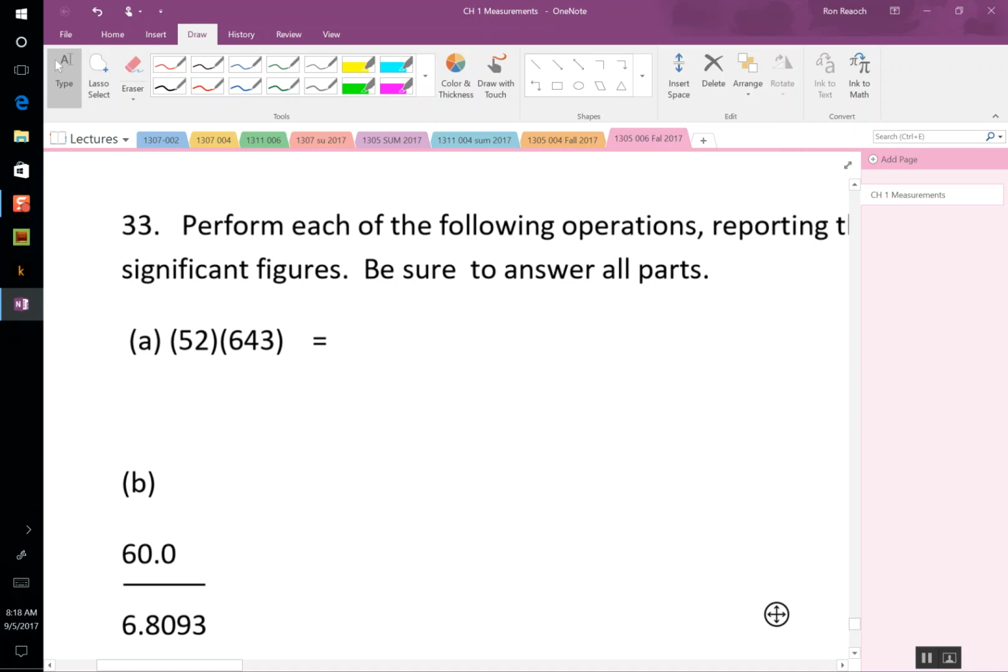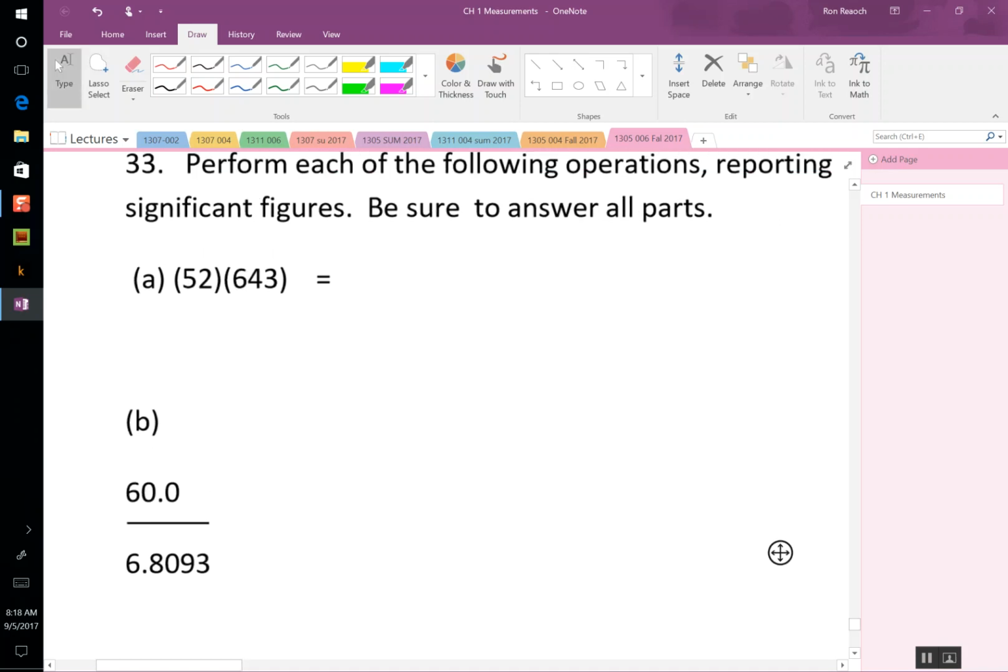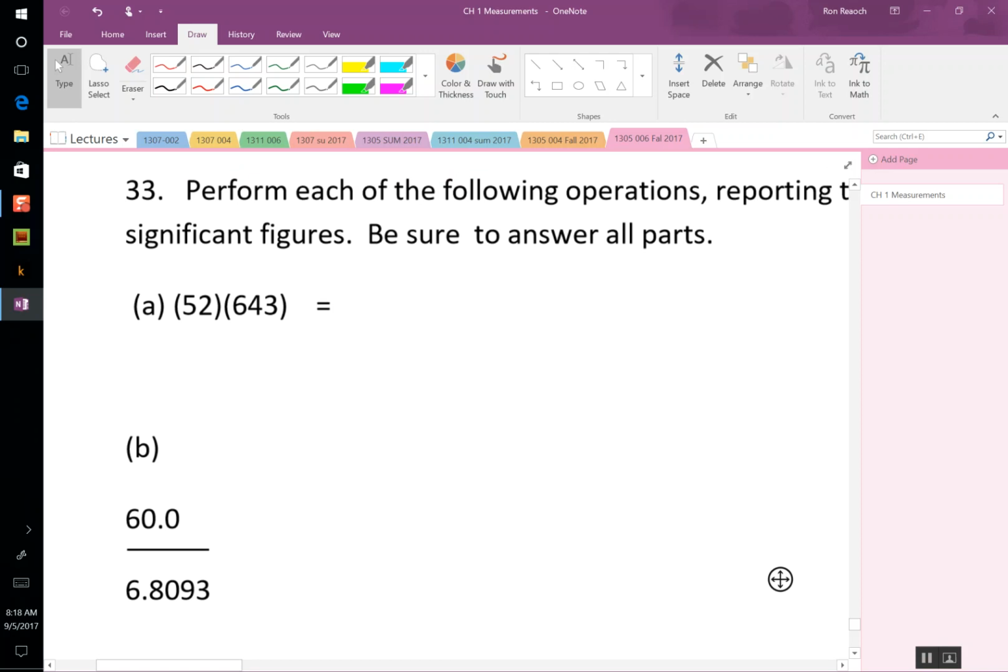So our rules for determining significant figures are very important in figuring out what to do with multiplication. Here we've got 52 times 643. How many significant figures does 52 have? 2 significant figures. And 643? 3. So how many significant figures are going to be in the answer? 2. So take your calculator and multiply 52 times 643.